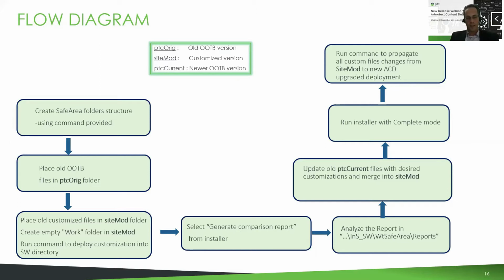So basically, every customization that you would like to maintain in the new version will have to be pushed forward and merged into what exists in the site mode directory. Once everything is done and you have alignment of what you want to support in terms of customizations in the new version, you need to run the installer one more time, now with the complete option, complete mode. This will actually follow the actual installation process and again deploy all of the customizations that you are carrying forward. Once everything is done, you need to run another command to propagate all the custom file changes from the site mode to the new upgraded deployment. And that concludes the process.